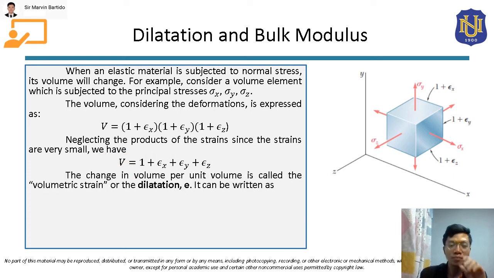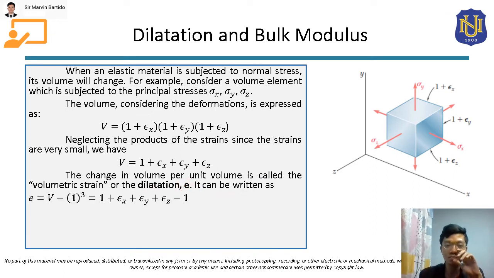Here, the change in volume per unit volume is called the volumetric strain or the dilatation. Okay, so this is the definition of dilatation: the change in volume per unit volume. This dilatation is denoted as small letter e, and it can be written as V, capital letter V, which is the volume of the deformed element, minus the original volume.